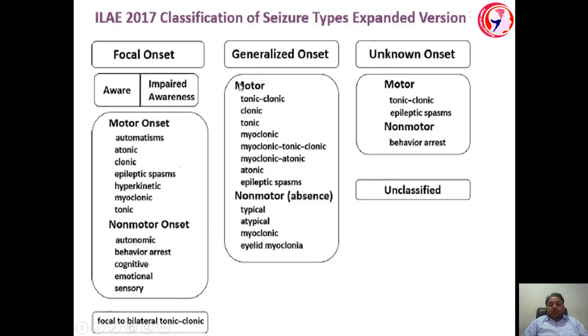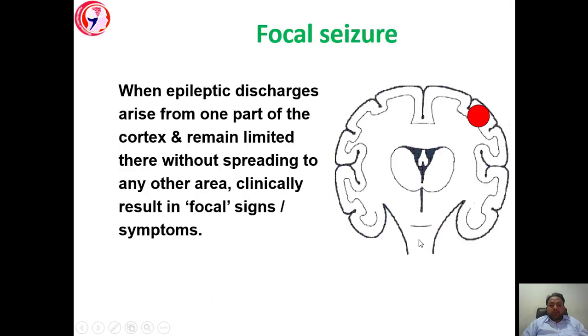In generalized onset seizures, the patient can have motor activity like tonic-clonic, clonic-tonic, myoclonic, or atonic seizures. Among non-motor seizures, it's the absence seizures which are called non-motor generalized seizures. There are a few unknown onset seizures like tonic-clonic or epileptic spasm that have an unknown onset, and then there are a few seizures that are unclassified, that cannot be classified in any of these subtypes.